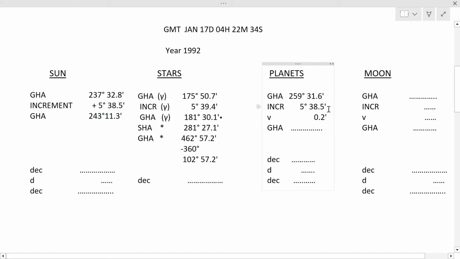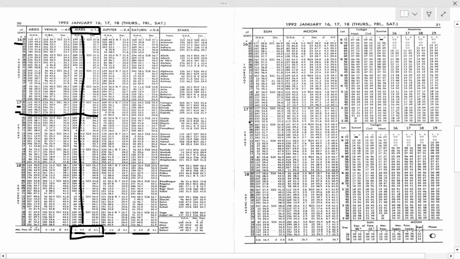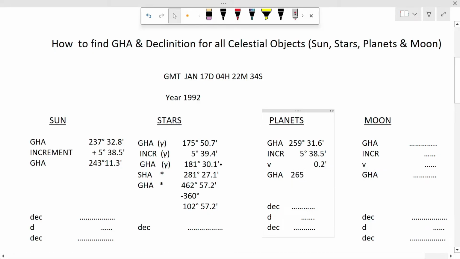Now, not every time do you have to add the V correction. To know whether you have to add or subtract, you have to see the sign. So the sign is positive. If you see, Venus has the negative V sign, so you have to subtract if you are calculating GHA for Venus. But the increment will always be added. Don't subtract that one. Now after adding, we get 65 degrees 10.3 minutes. That is the final GHA for planet Mars.